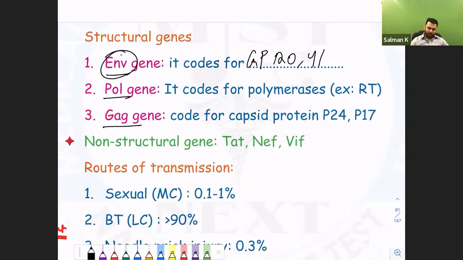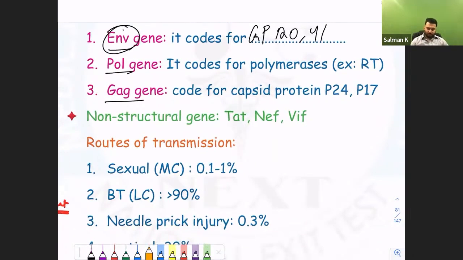Okay. Next, the Pol gene codes for the polymerases, for example, reverse transcriptase. The GAG gene codes for P24. Take it. Now, I'm just going to show you something.